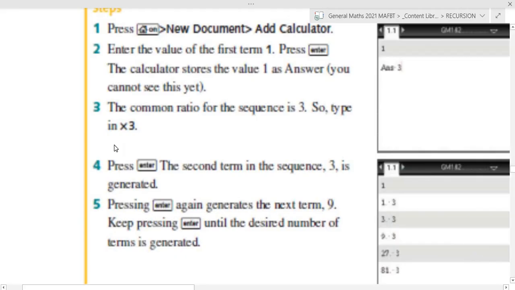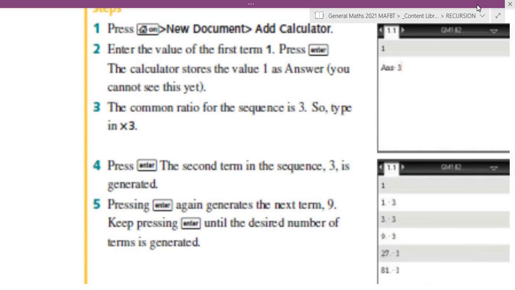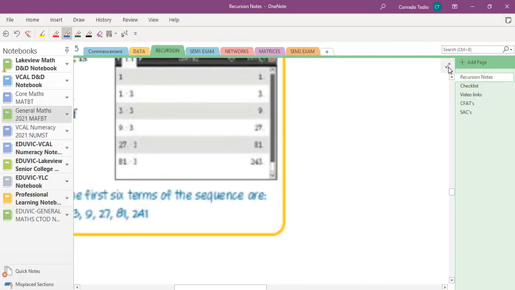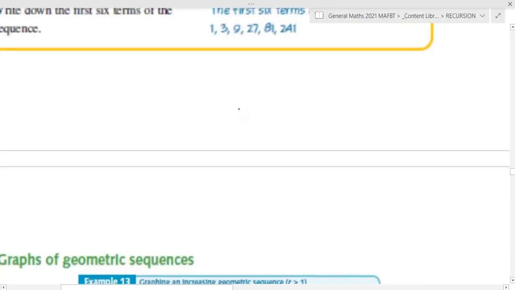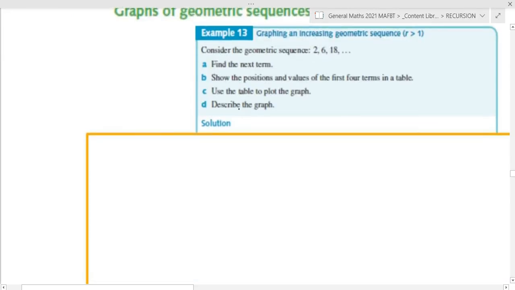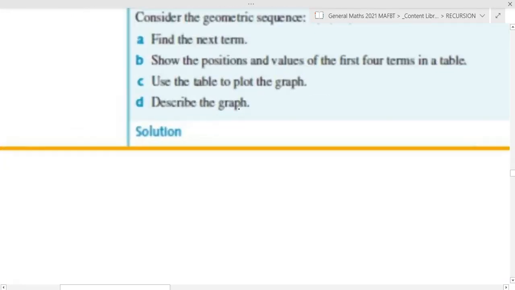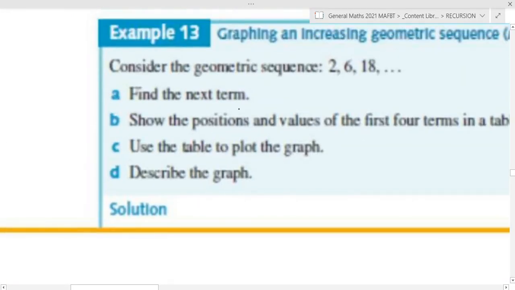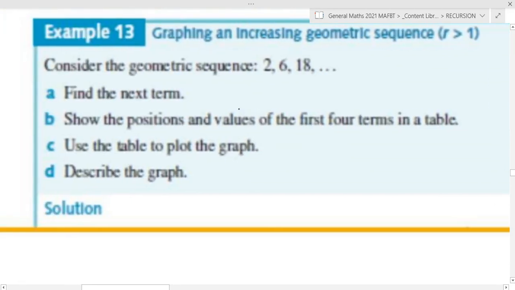Okay, so that's pretty straightforward on the CAS. Next part, and the final part before you guys start your textbook work, is graphing geometric sequences. So for this one, let's go to this example, Example 13. You've got a geometric sequence, and we're going to graph it.